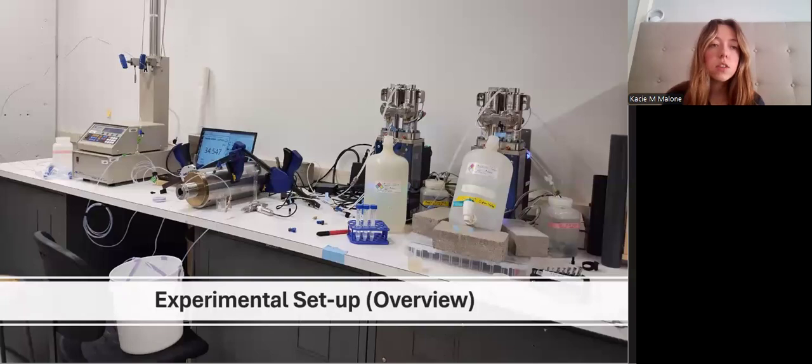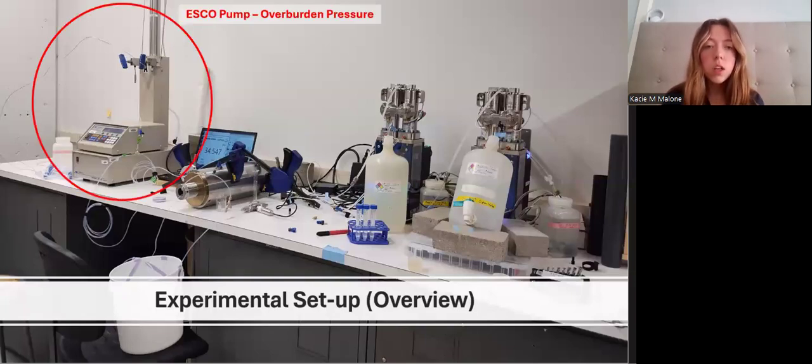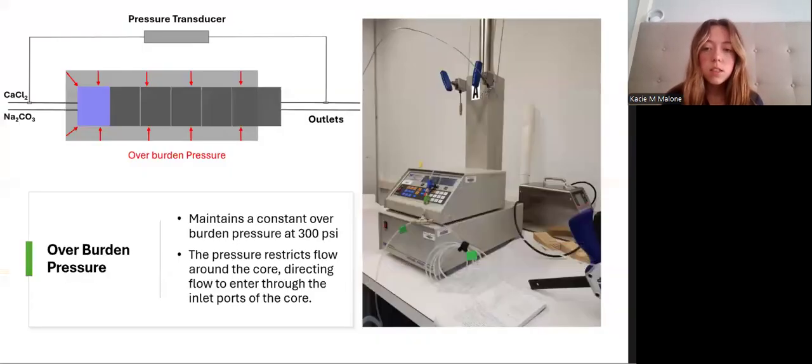Final component of our system was the overburden pressure that was present in the system. So essentially what this tool does is maintains a constant confining pressure at 300 psi to condense and form the rubber sleeve around the core and spacers, essentially restricting flow around the core and directing it to enter through the inlet ports of the core to ensure it is interacting with the geometry.